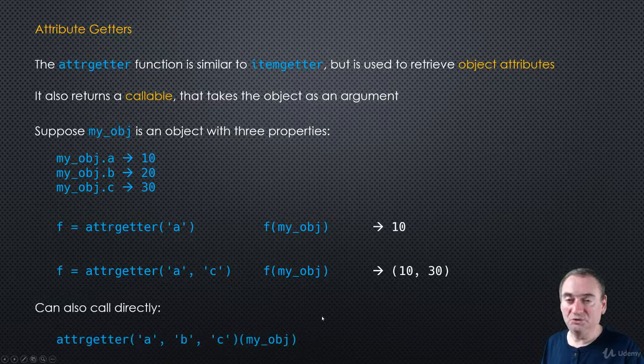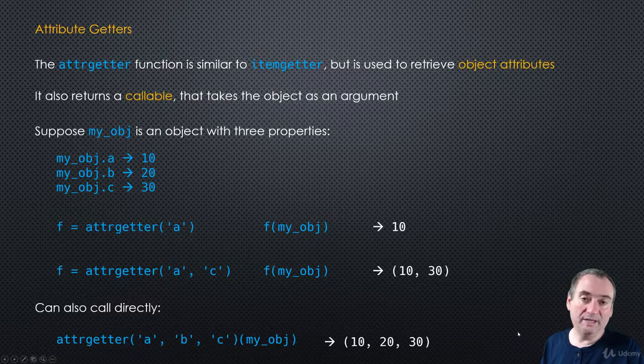Now, of course, you can also call it directly, and the same thing with item getter. You don't have to assign attribute getter to a variable and then call that variable on the object. You can do that all in one shot if you want to. That's perfectly fine, right? This attribute getter ABC is nothing more than just saying f equals attribute getter ABC and then applying f to my object. Just note the parentheses that I have here to indicate that we're calling, because this attribute getter ABC is returning a callable. So we need to call it. And that will return the tuple 10, 20, 30. We'll see examples of that in the code as well.